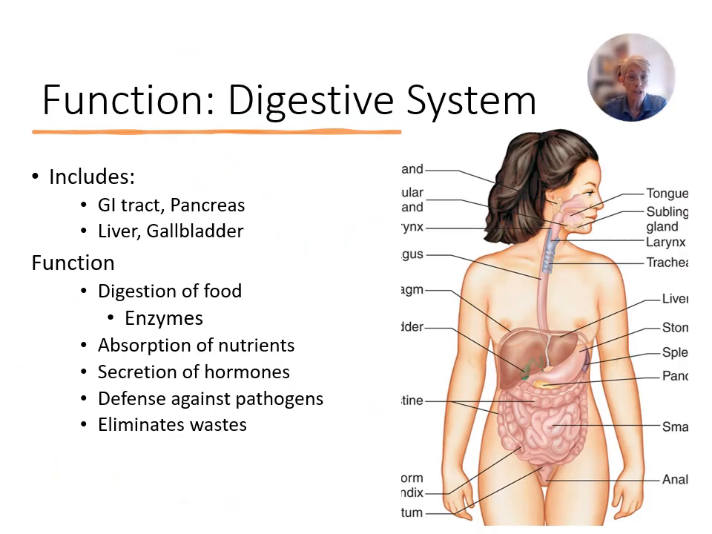So let's look at the function of that digestive system. Remember, that digestive system includes the GI tract, the pancreas, the liver, and the gallbladder. The digestive system carries out at least four major functions. The digestion of food, very important, absorption of nutrients, which primarily happens in the small intestine. That's where a lot of those are absorbed, and secretion of hormones, a lot from the pancreas for sure, and defense against pathogens. And of course, elimination of waste. So there's actually one extra there.